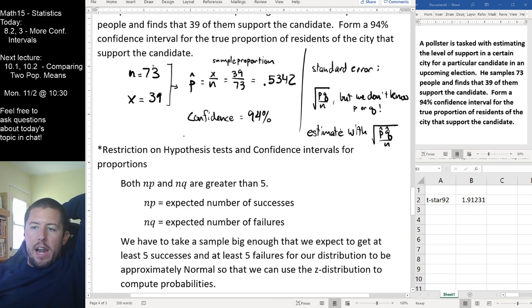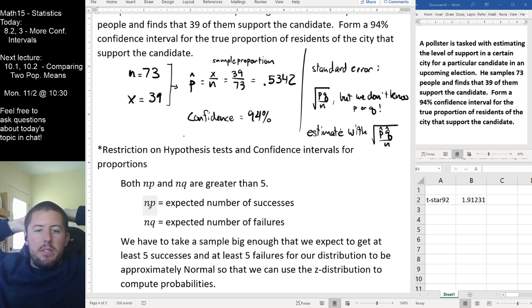Notice here that we're getting like 50% for our sample proportion. So even though we don't truly know p in this case, it does seem like we have some pretty middle of the road support for this candidate, about 50% support. So it looks like we are expecting to see 30 something successes and 30 something failures, right? So it looks like we've totally met the conditions in this case.